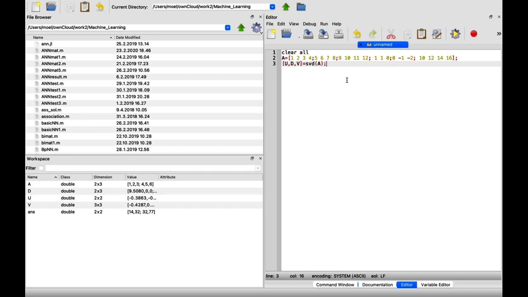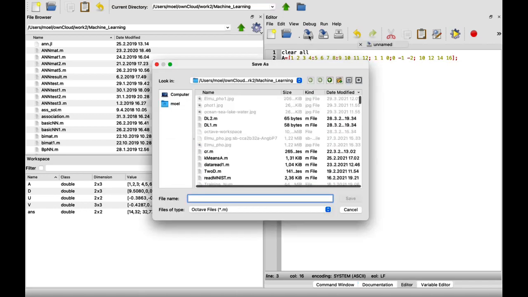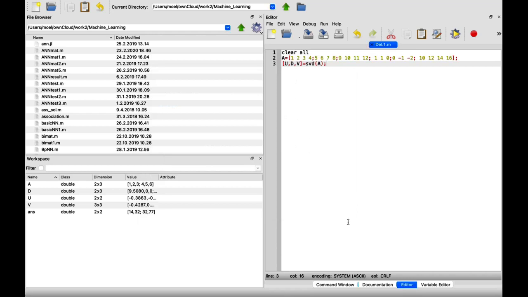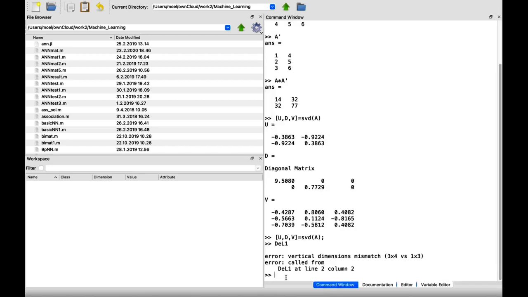Now we should save this script. So we give it any name. Maybe we can call it deep learning, DEL1. Okay, and let us save it. Now we can run it here. So you can just put run.